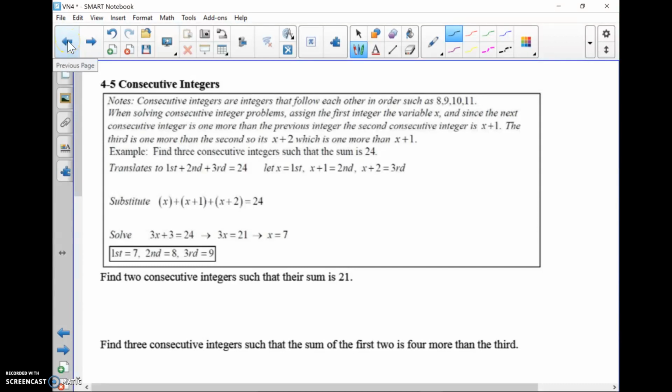Algebra 1 Common Core, Unit 4, Section 5, Consecutive Integers.